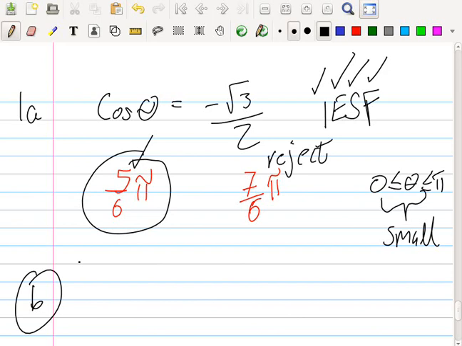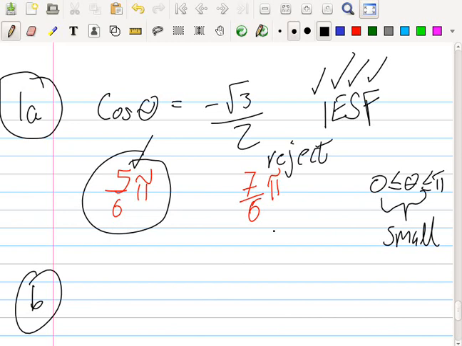Guys, if your answer doesn't match my answer, before you say anything, just check that your calculator is in the right mode. Okay? So you need radian mode for this. The 5 over 6 pi is 2.6 and the other one's 3.6. So what's your question? Why did you reject that? No, this one is bigger than pi. Pi is 3.1. Oh, okay. Thank you.